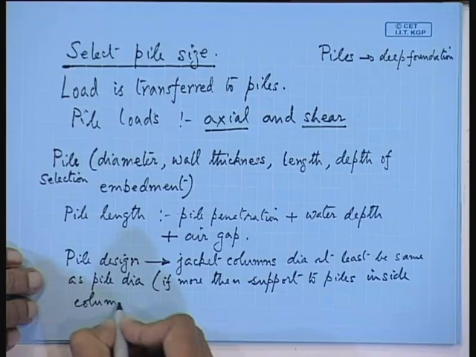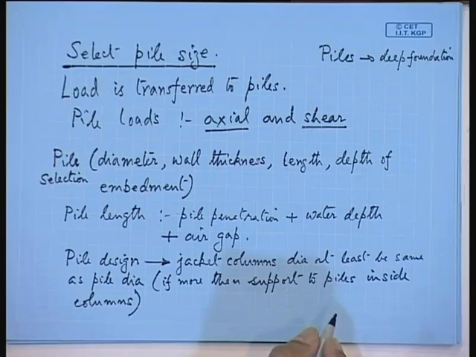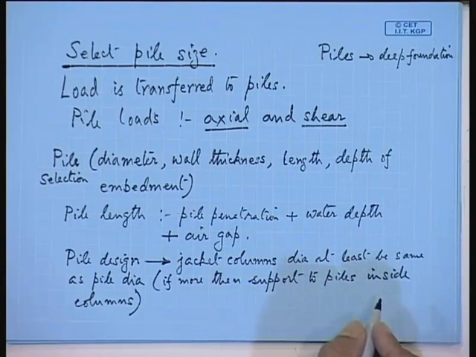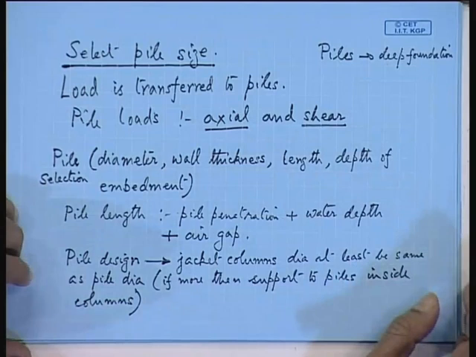Otherwise, there will be vibratory load coming onto the jacket, just like your propeller vibration. With the passage of waves, you will get a horizontal vibratory load. So, if more, then support to piles inside columns has to be thought about. Now, you can do this by putting some clips or some concrete sleeves or grouting. This depends on the local expertise.